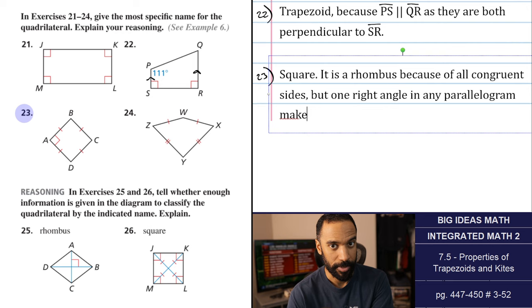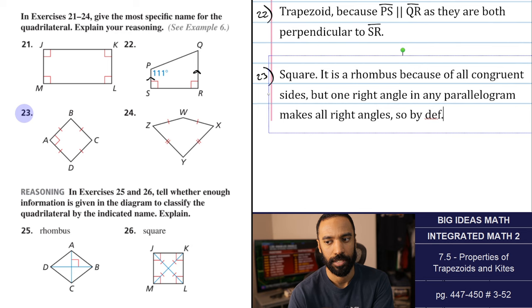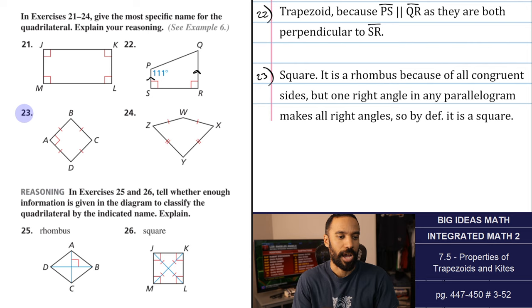So by definition, it is a square. Opposite angles of any parallelogram are congruent, boom. Consecutive angles of any parallelogram are supplementary, boom. These would all be like that. That would be a square.